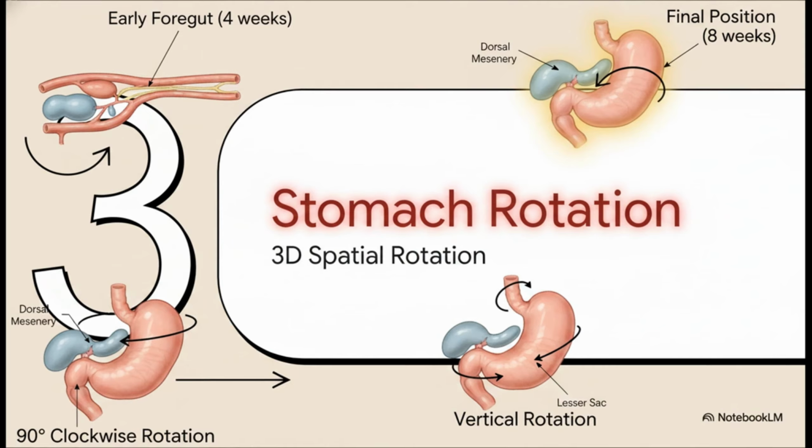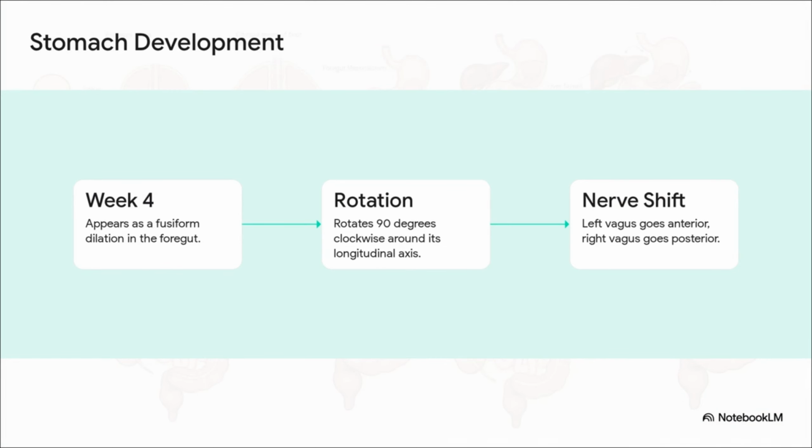This is a big one, stomach rotation and pathology. The stomach's development is honestly like a crazy 3D puzzle. Step 1, in the 4th week, it just shows up as a fusiform dilation. It's basically just a slight midline bulge in the foregut. Step 2, it undergoes a 90-degree clockwise rotation around its longitudinal axis. So its original left side sweeps around to face anteriorly, and its original right side faces posteriorly.